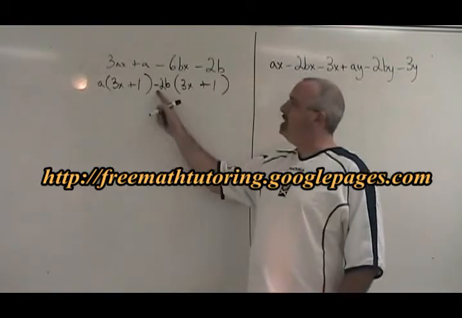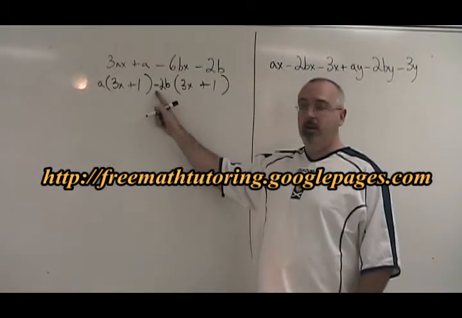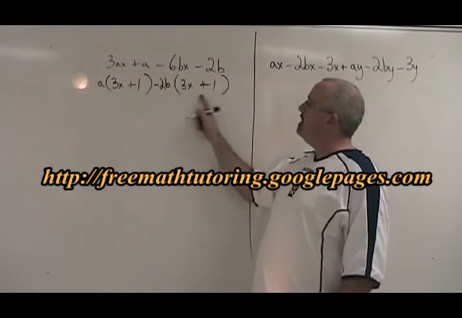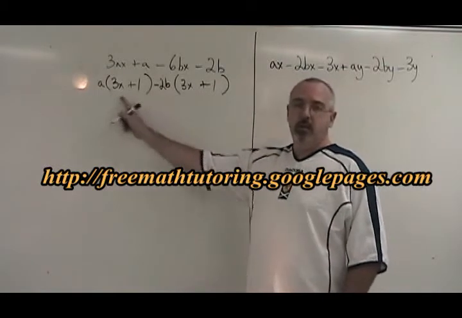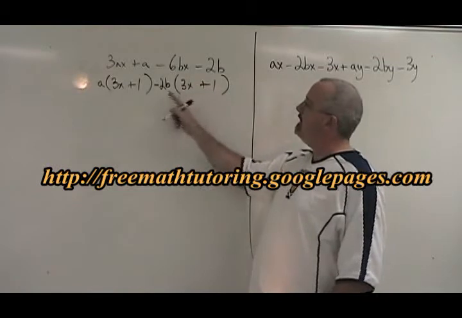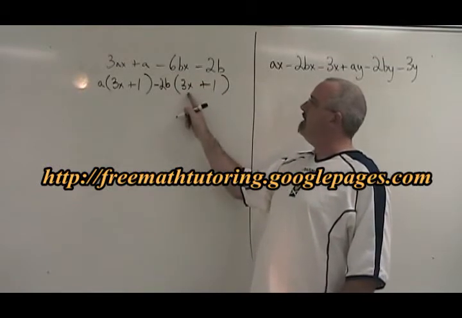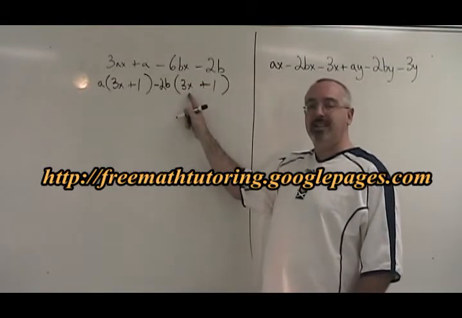The reason we wanted to factor out a negative 2b and not a positive 2b is to make sure that what appears inside our bracket is the same as what appeared inside this bracket. If we had factored out positive 2b, this would have said negative 3x minus 1. And that is not as neat.